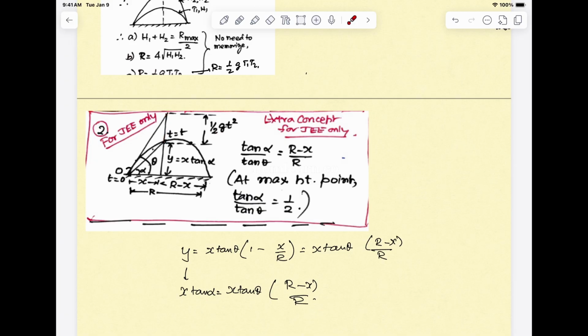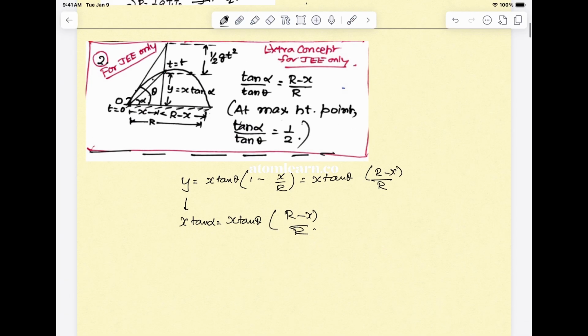Why? Because how do we get this y? How do you get the y value? As you know, y is the vertical displacement after time t. That means y is equal to the vertical initial velocity u sin theta into t minus half g t squared. Let me write it once again nicely. y equal to u sin theta, the initial vertical velocity, into t minus half g t squared at time t.